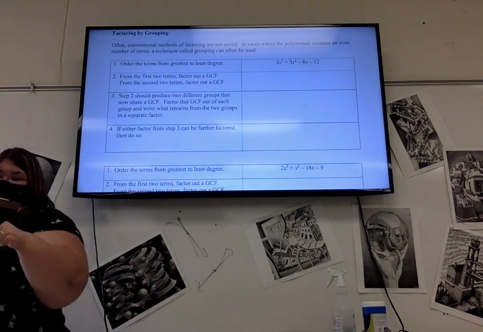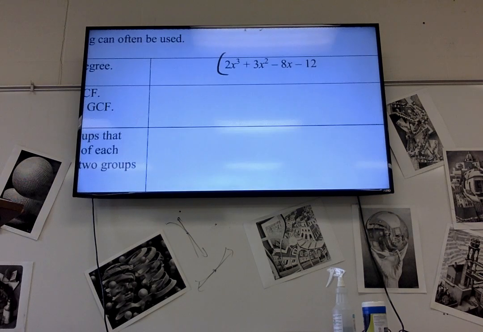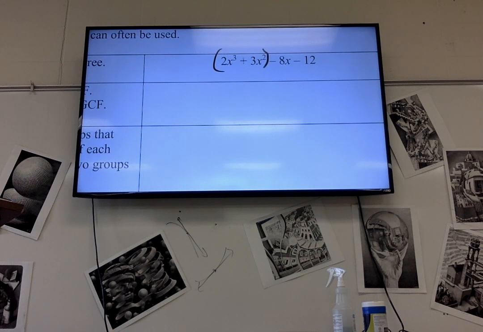So if that happens, then we do what it says. Order them. From the first 2 terms, factor out a GCF. From the second 2 terms, factor out a GCF. So what I do is I put parentheses around it. And I'm going to make that plus a negative 8.